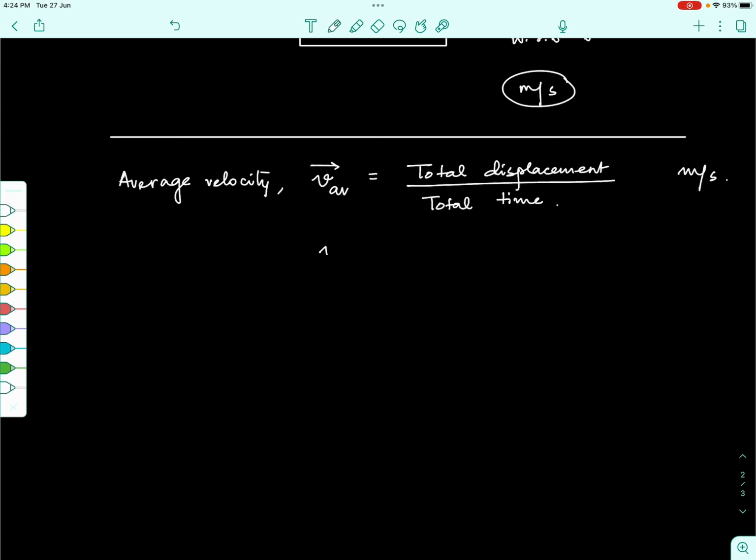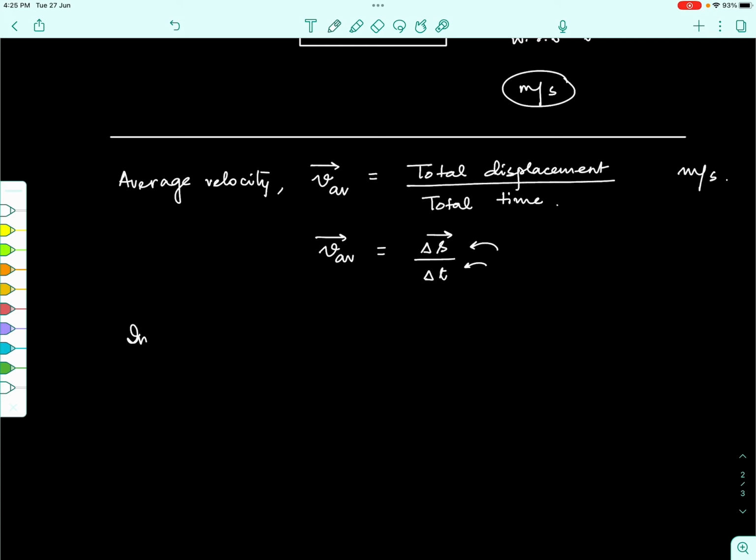So, if we write it in an expression form, average velocity will be the total displacement, which we will now write in the form of delta s, divided by delta t, the time interval, which is in general a large time interval. And since we are dividing a vector by a scalar, the average velocity will also be a vector quantity having the same direction as that of the displacement, right.